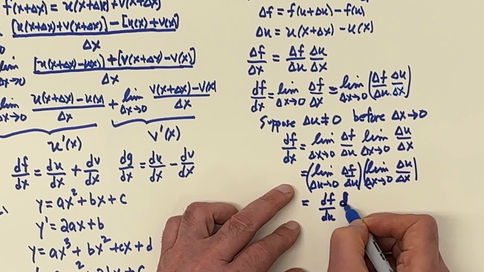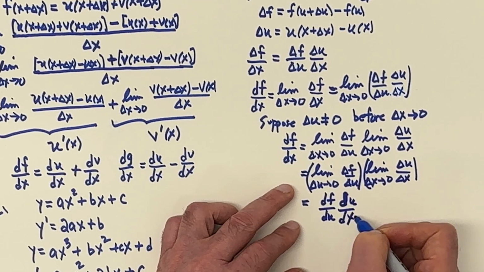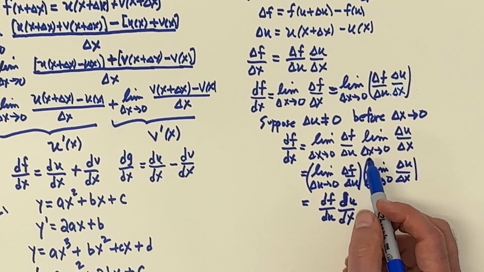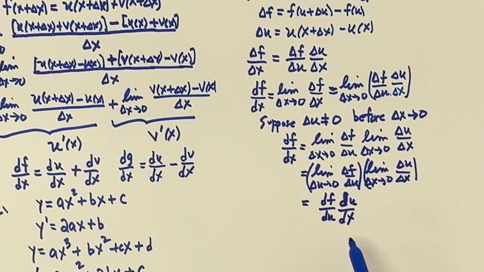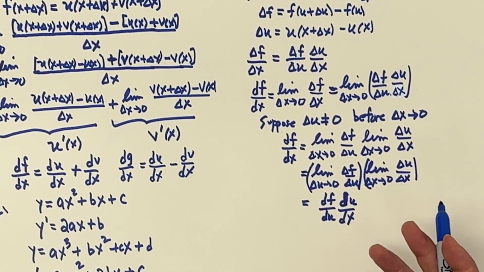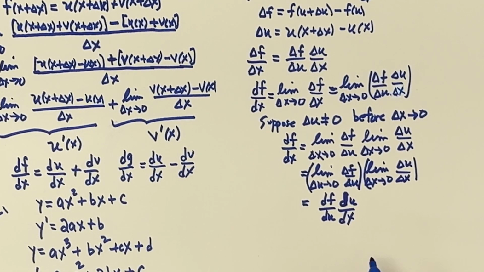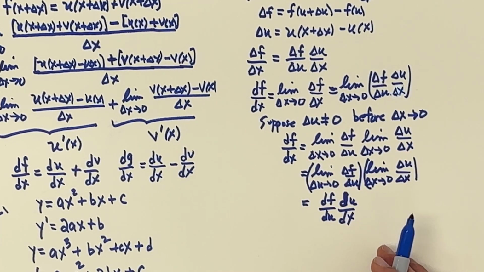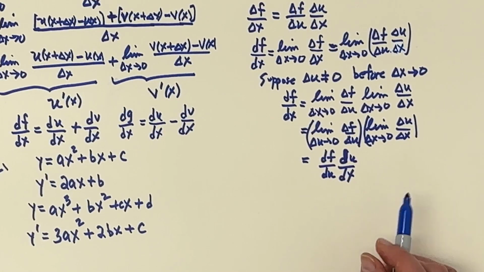Now you'll find this derivation on the internet like this, and it's not really complete because we're supposing that delta u isn't going to 0 or equal to 0 before delta x slides to 0. So it's not really complete, and really shouldn't be pushed off as a derivation. Let's give an example.